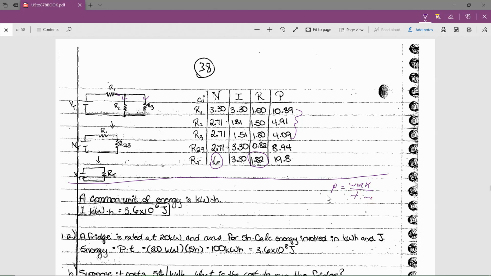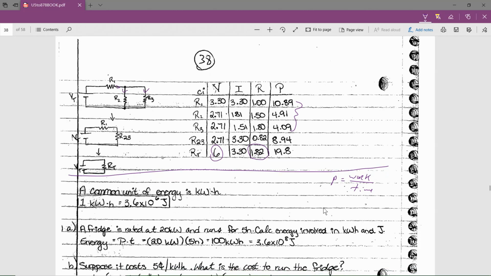So for example, kilowatts times hour. And a kilowatt is 1,000 watts, and an hour is 3,600 seconds. So a kilowatt times an hour is the same thing as 3.6 by 10 to the 6th joules. Now that's going to help us as we go through some of these questions here.